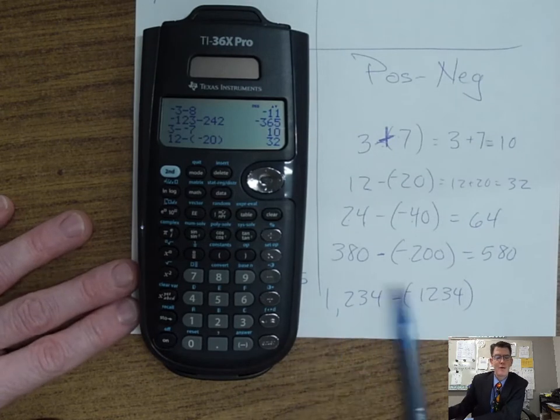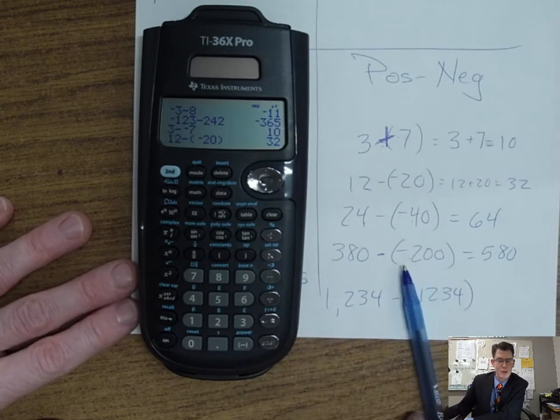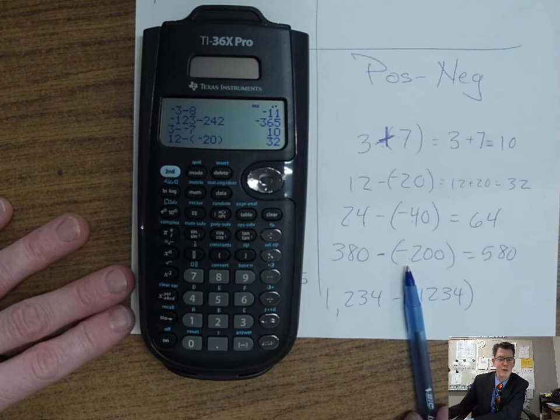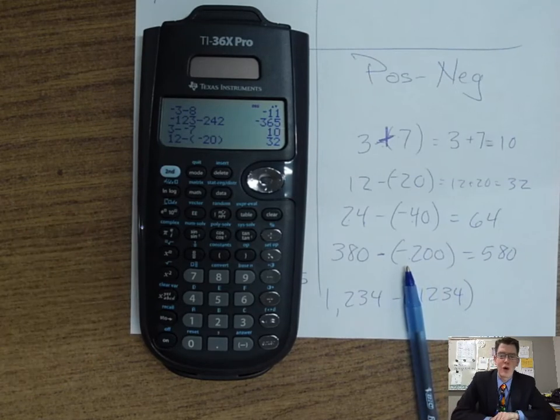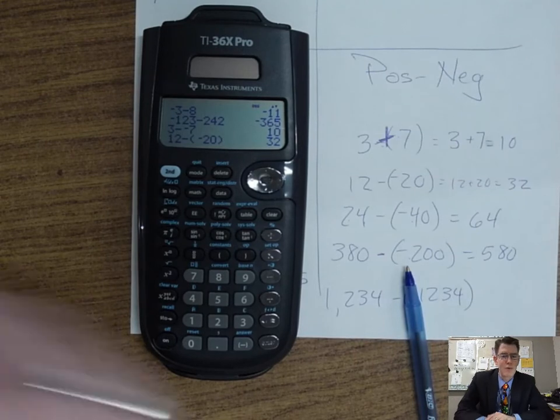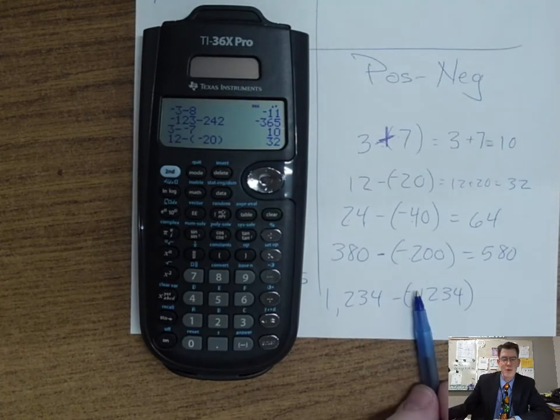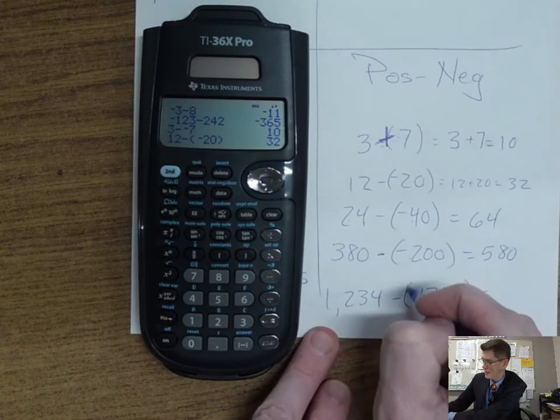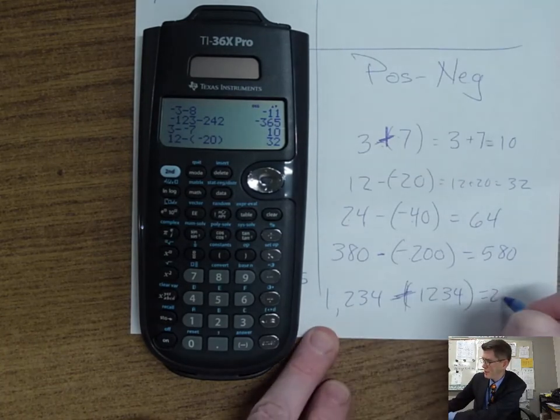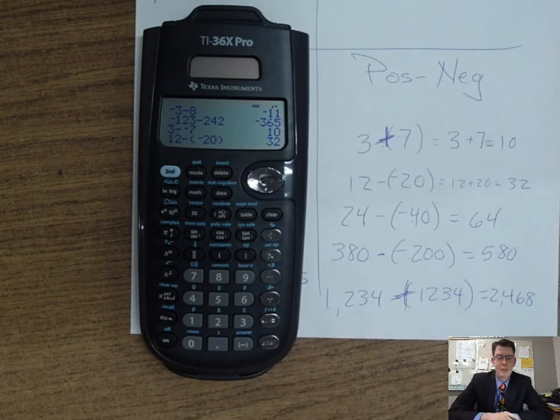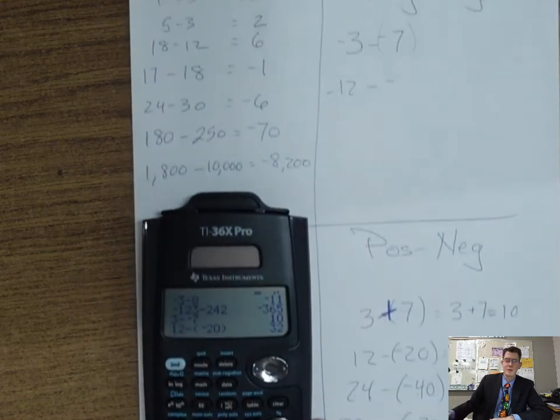And let me just cover that up. If that was 1,234 minus 1,234, of course it's zero. Of course, the number zero. But you're not minusing the number, you're minusing the negative of it. So you're going up. It's a positive thing. Let's turn that into a positive: 2,468. Have that in your notes.